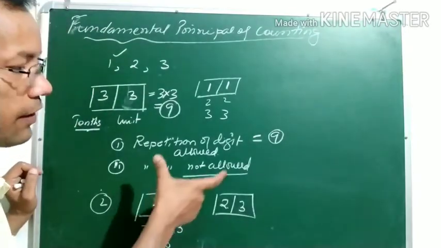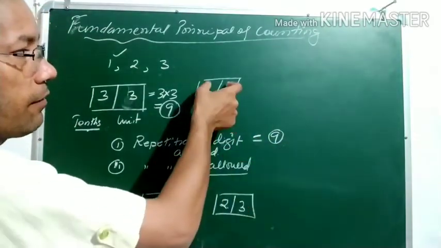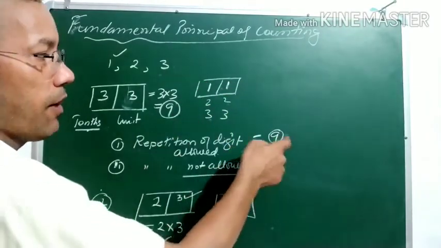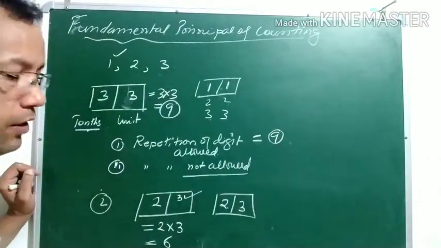See, the total number is 9, and in 3 numbers the digits are repeated. So 9 minus 3 is equal to 6. So that is the 6.